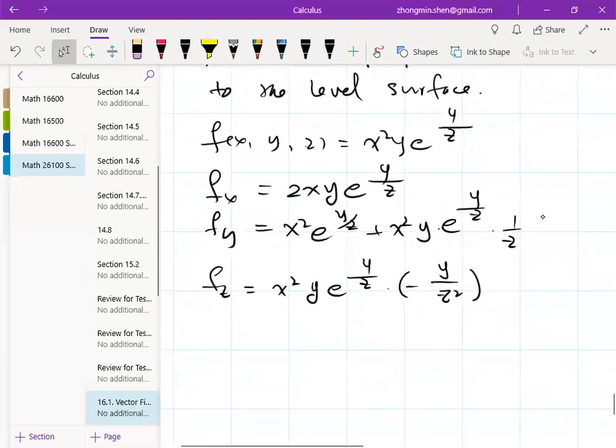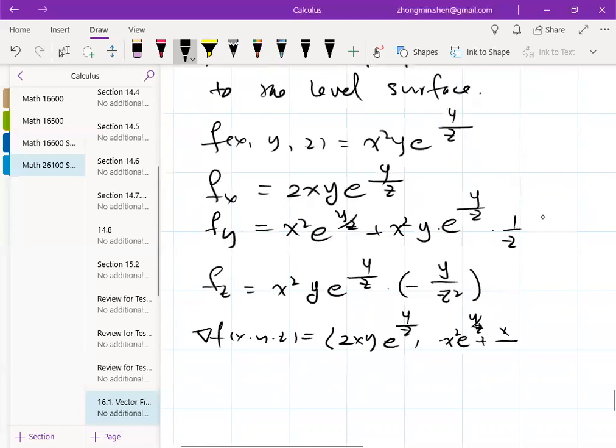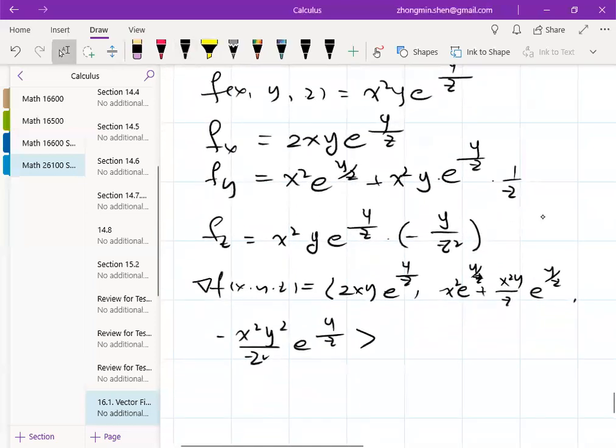But you have to say that the gradient is going to be, if you don't want to copy, let's write down the formula. So 2xy e to the y over z, and this will be x squared e to the y over z plus x squared y over z e to the y over z. Then the third component, here's z squared, here's y squared e to the y over z. It's very complicated, it's hard to draw. So you're not asked to draw the graph for this particular problem.